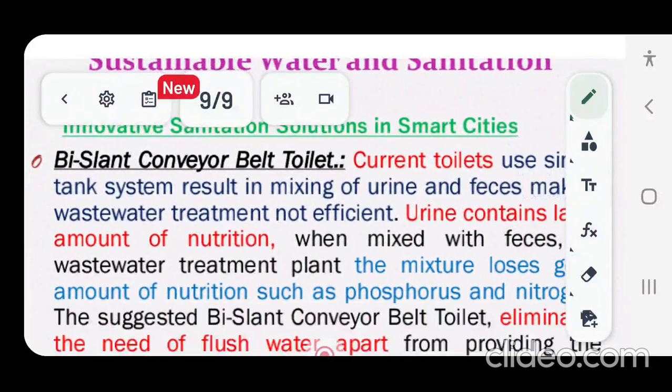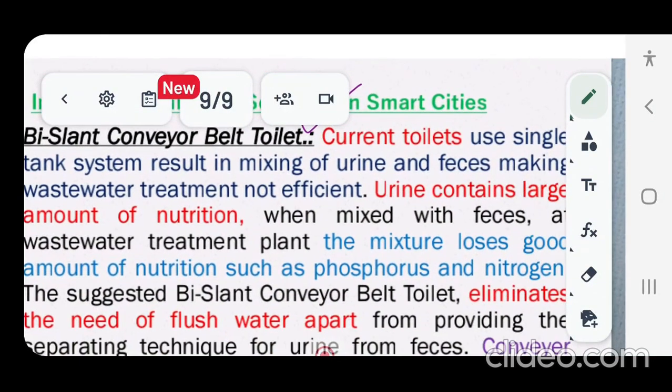Another innovative sanitation solution is using a bi-slant conveyor belt toilet. Current toilets use a single tank system, which results in mixing of urine and feces. If you are able to separate them, urine usually consists of a large amount of nutrients, like phosphorus and nitrogen. So it will be a better option to separate these two.